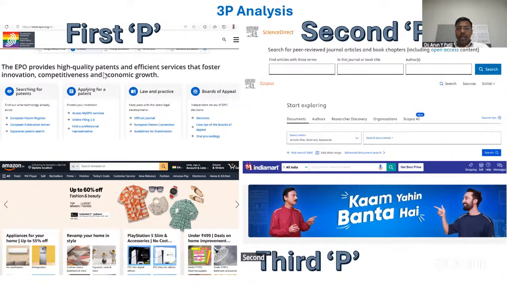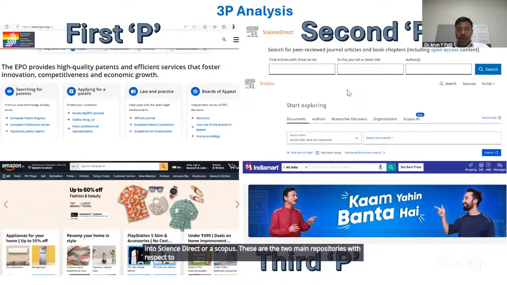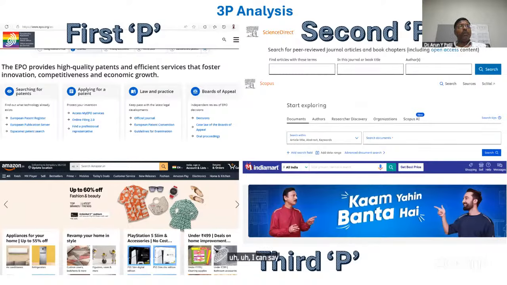Second P, I think many of you are already well exposed to ScienceDirect or Scopus. These are the two main repositories with respect to publications. I can say, when I say publication, by and large, it covers all. And for medically relevant work, you have to go to PubMed. Those who are working on the medical front, you have to go to PubMed.